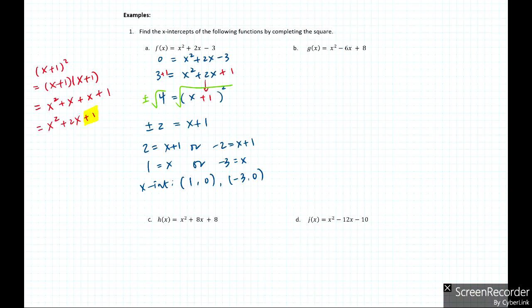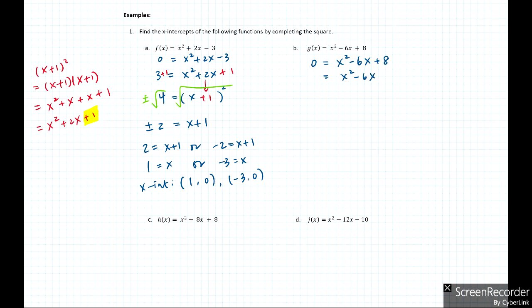So looking at part B, when we have g of x, again, we want to set it to be 0 in order to find the x-intercept. This is equal to x squared minus 6x plus 8. Next, we want to get the variables by themselves and the constant to the other side. That tells me that I would have minus 8 is equal to x squared minus 6x over here.